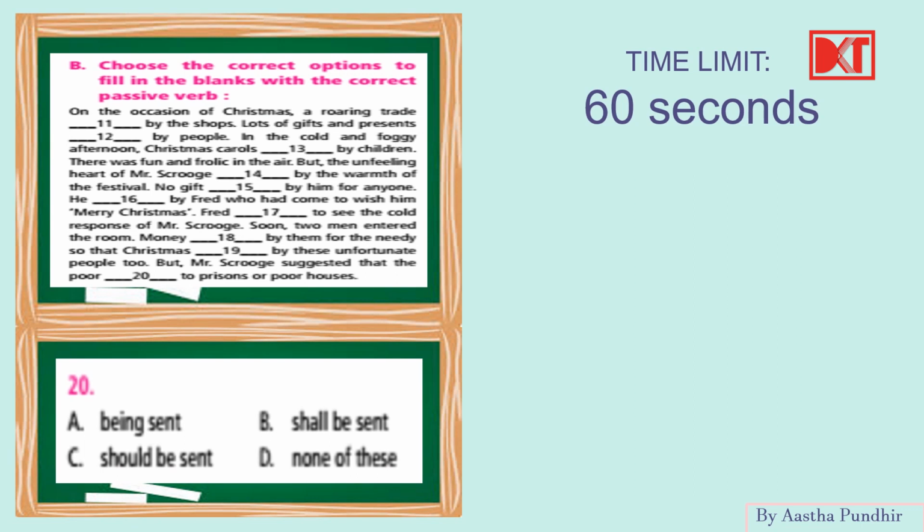Okay, next up, 20th. But Mr. Scrooge suggested that the poor dash to prisons or poorhouses. Okay, so Mr. Scrooge suggested that the poor being sent, shall be sent, should be sent to prisons or poorhouses. Now here the correct answer is C. Mr. Scrooge suggested that the poor should be sent to prisons or poorhouses. Should be sent. Sent is the V3 form. Alright, so with this we finish off the questions on active and passive voice.